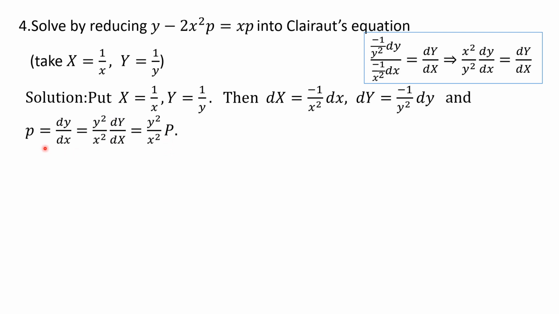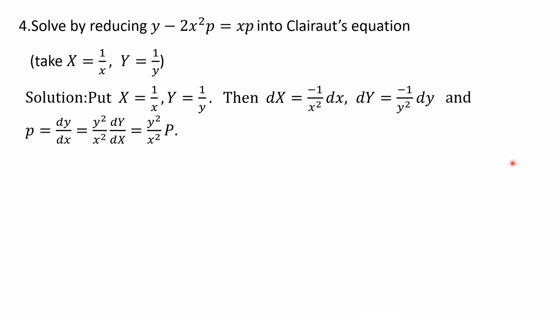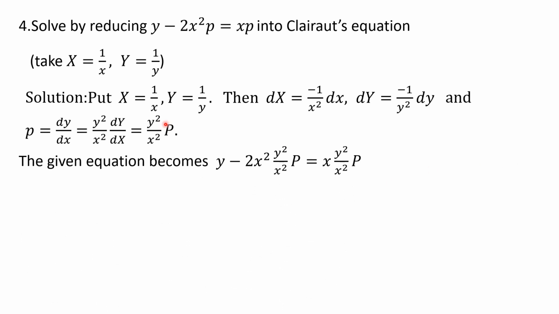Now denote it with the new number P, so P is equal to y square by x square p. Substitute in the given equation. So wherever 1 by x, take it as capital X, 1 by y as capital Y, and p means y square by x square P. So I have y minus 2x square into y square by x square P, correct, x square gets cancelled here, equal to x into y square by x square P, so 1 x gets cancelled.